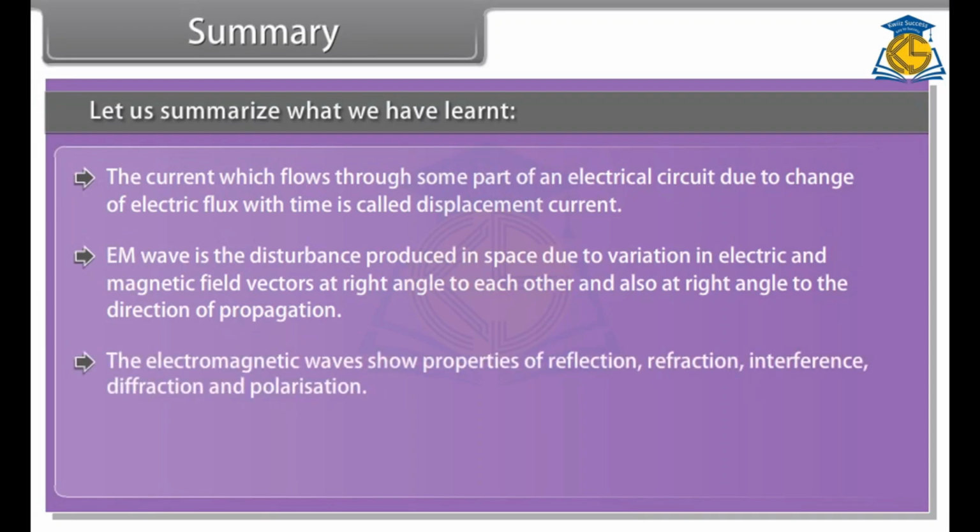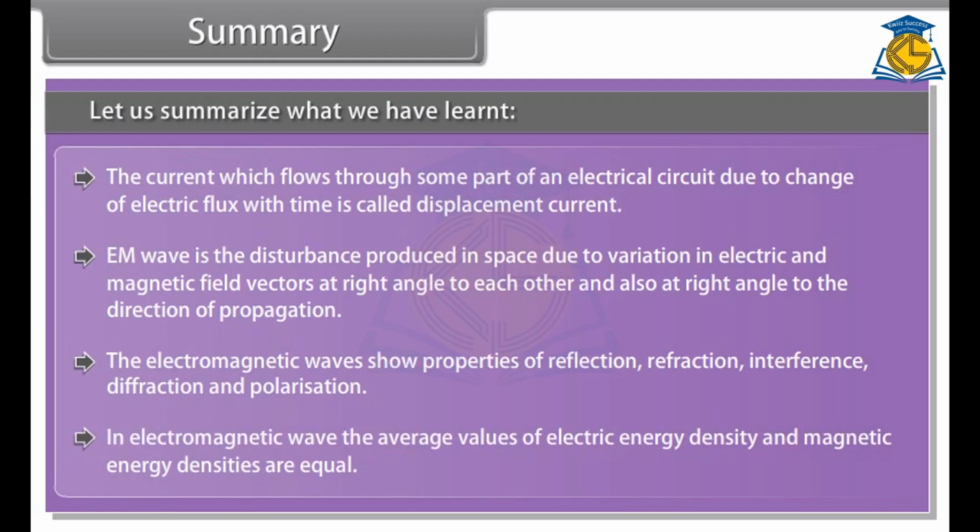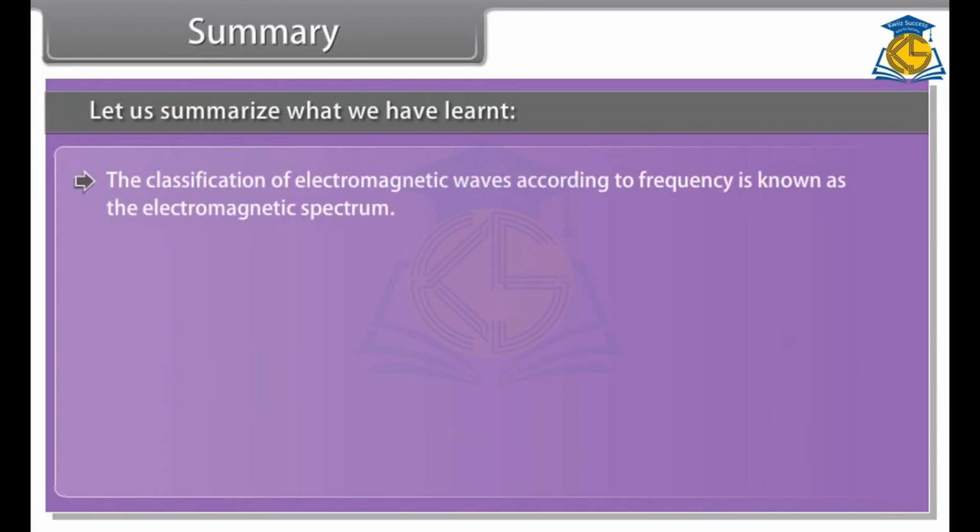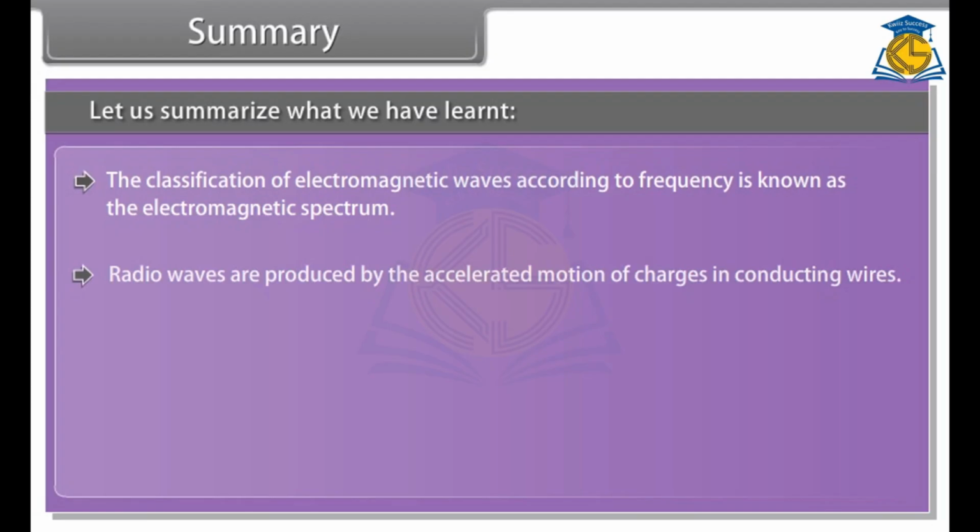The electromagnetic waves show properties of reflection, refraction, interference, diffraction, and polarization. In electromagnetic wave, the average values of electric energy density and magnetic energy densities are equal. The classification of electromagnetic waves according to frequency is known as the electromagnetic spectrum. Radio waves are produced by the accelerated motion of charges in conducting wires.